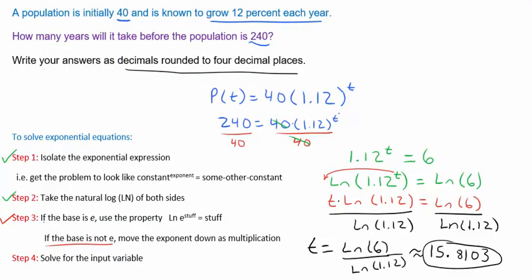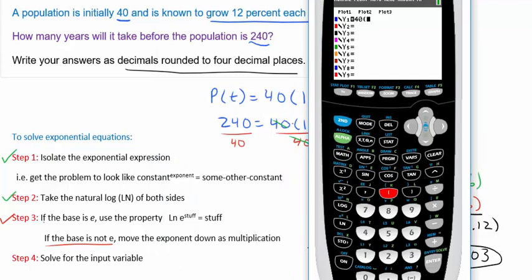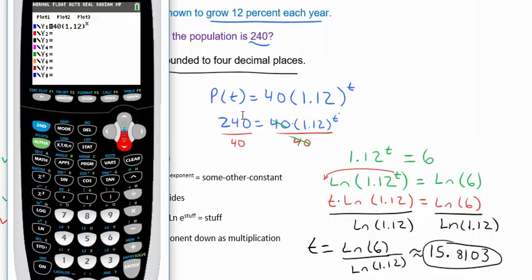Now I'm going to show how I could have gotten this without solving by hand. On the graphing calculator, I press y equals, I type in the equation that represents a population that starts at 40 and is growing 12% each year, so b would be 1.12. On the calculator, I have to use the letter x as a variable rather than t. As a second equation, since I wanted to know when the population was 240, I will type 240.